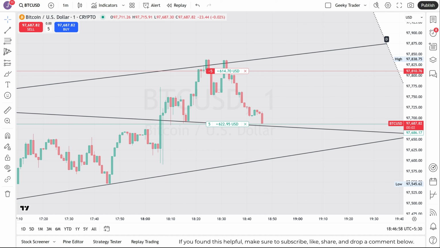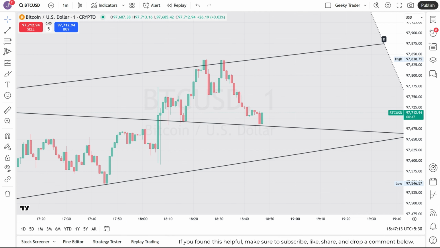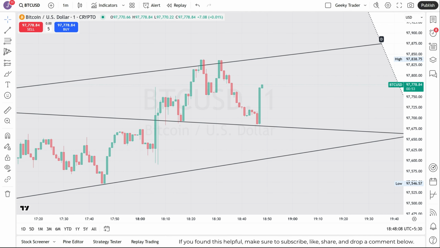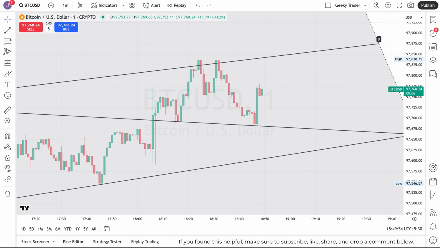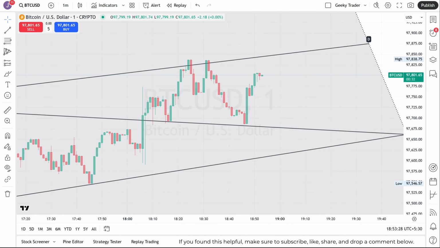If everything goes as planned, we'll hit our target soon. Boom! The price has hit our target, and we've successfully booked a profit of $622. Just as I predicted earlier, the price touched this level and reversed, proving once again how powerful price action strategies can be. Look at how the market is behaving exactly as we expected.